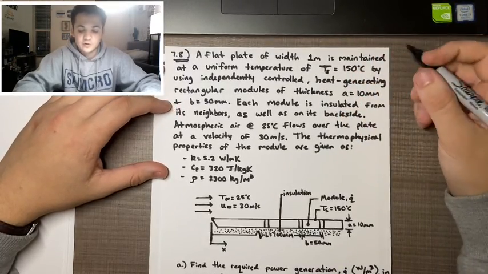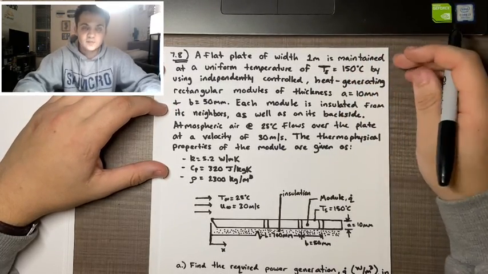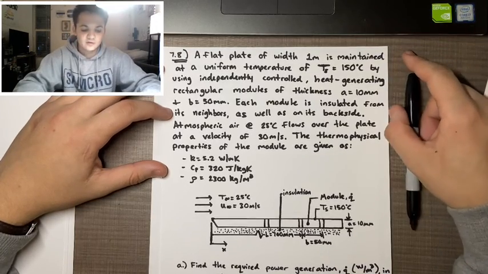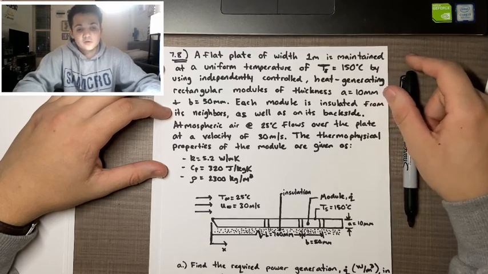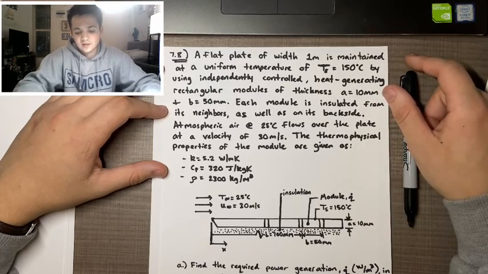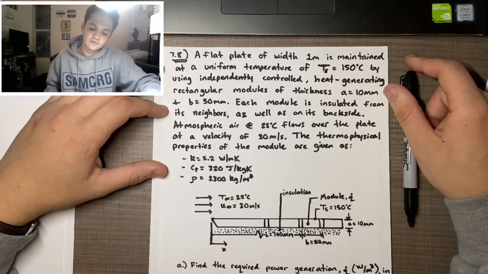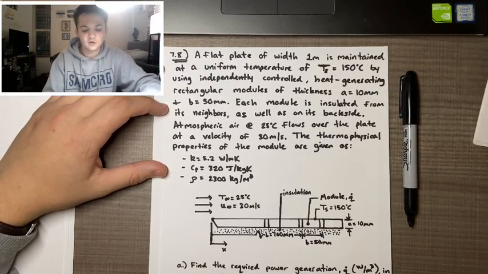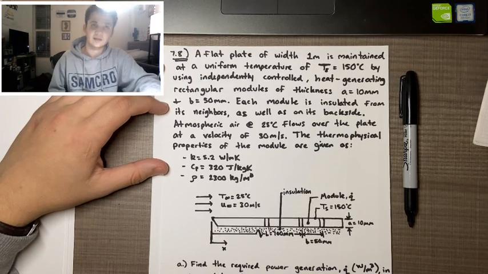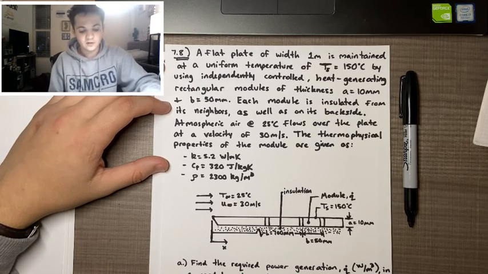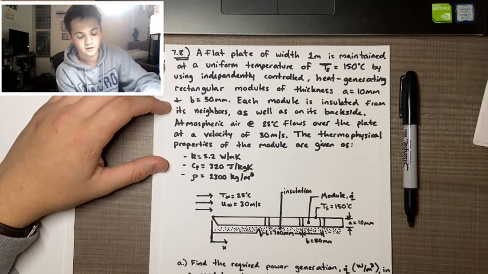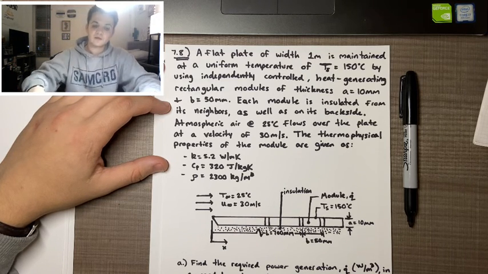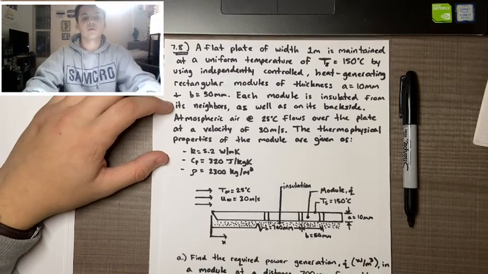A flat plate of width 1 meter is maintained at a uniform temperature of Ts equal to 150 degrees Celsius by using independently controlled heat-generating rectangular modules of thickness A equals 10 millimeters and B equals 50 millimeters. Each module will be insulated from its neighbors, as well as on its backside. Atmospheric air at 25 degrees Celsius flows over the plate at a velocity of 30 meters per second. The thermophysical properties of the module are given as k equal to 5.2 watts per meter K, Cp equal to 320 joules per kilogram K, and rho equal to 2,300 kilograms per meter cubed.